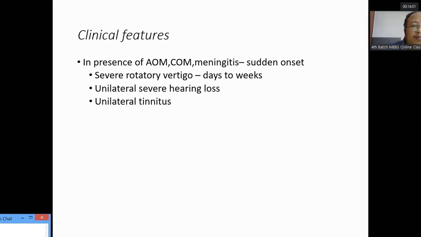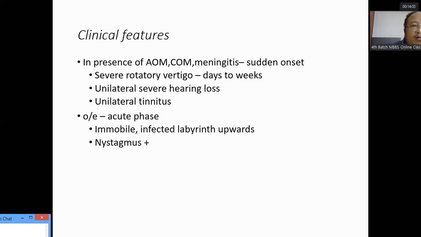How does the patient present? It is a sudden onset and there is severe rotary vertigo. It goes on for days to weeks. In Meniere disease, it was minutes to hours, at most 24 hours. Here, days to weeks means it goes into weeks. So how difficult it is for the patient.